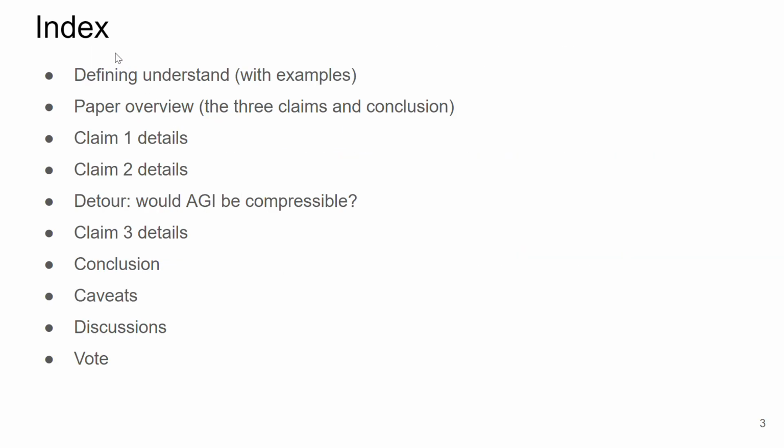So here's the flow of the presentation. We are going to first define what understand means so that all of us are on the same page. And then we look at the overview of the paper, and I've organized it in a very specific way. We'll have three claims that the paper makes and the logical conclusion it draws from these claims. And then we go into each of those claims in detail, and then the conclusion, and then we discuss some caveats.